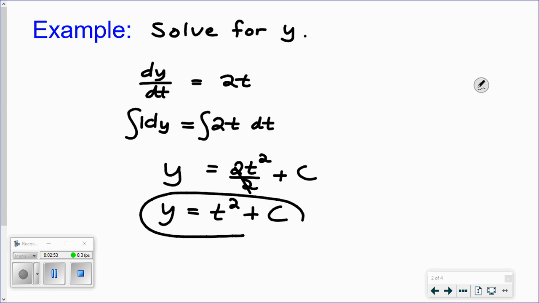This is what we call the general solution because of the plus c. Since we don't know what the constant of integration is, this is not a specific or particular solution. It's just a general solution, meaning the possibilities are infinite because the values of c are infinite.